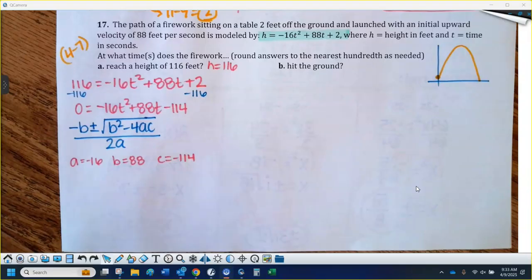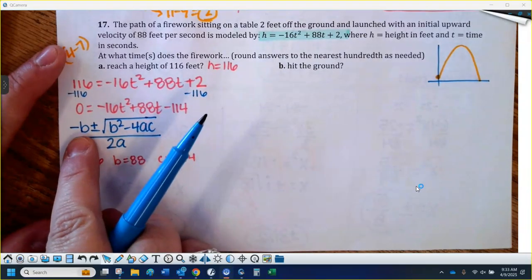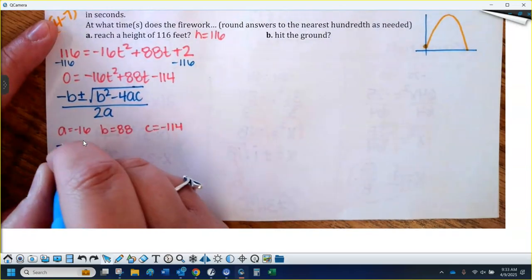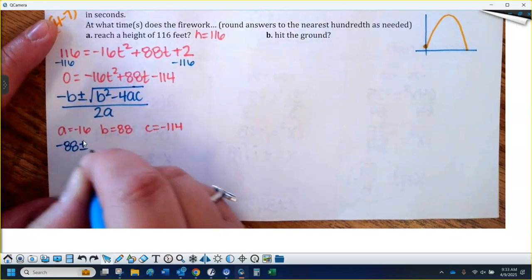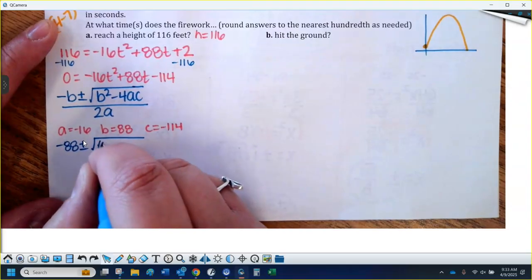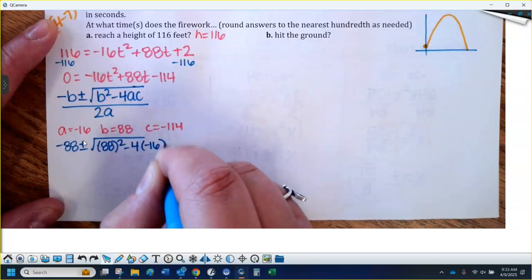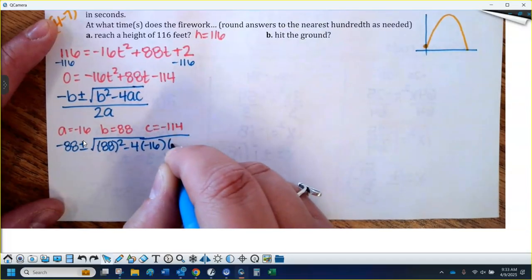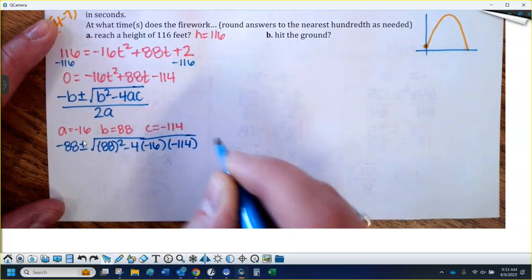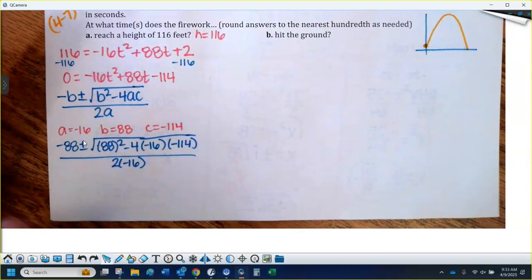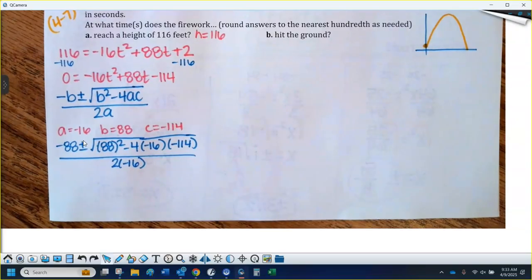I'm just subbing these in. So the first piece is the opposite of b. So negative b there would be -88 plus or minus the square root of 88 squared minus 4 times your a value, which is -16 for this problem, times your c value, which is -114. Everybody over 2a, so 2 times -16.